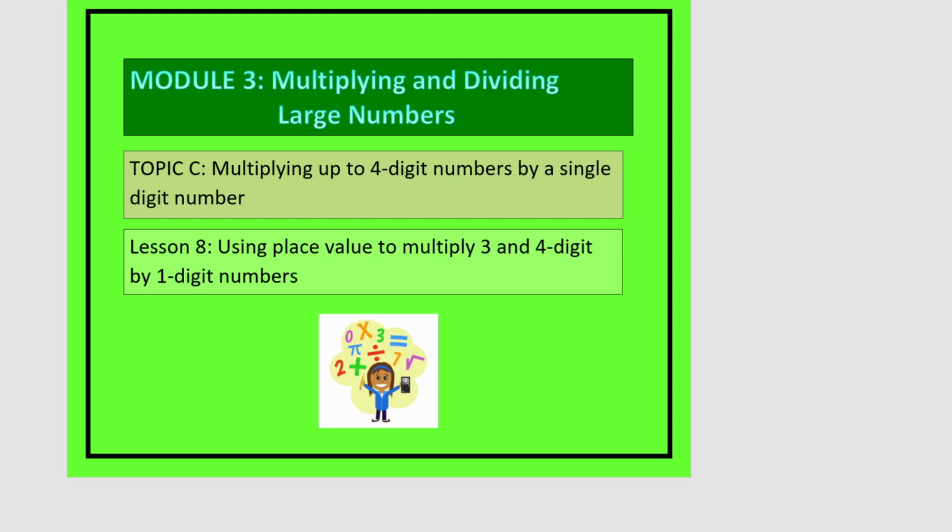This is Lesson 8 in Module 3. In this lesson, we're going to be using place value to multiply 3 and 4-digit numbers by 1-digit numbers. We're going to start with the problem 2 times 324. We're going to start by showing our larger factor in the place value chart.